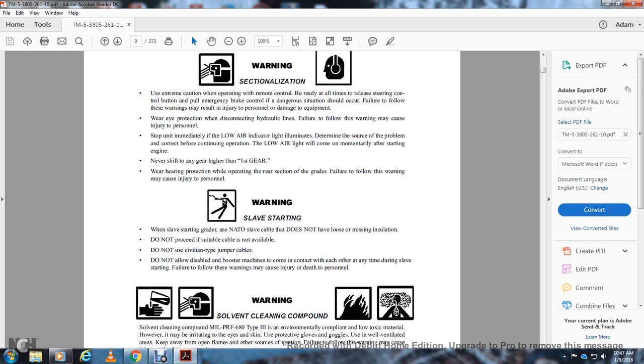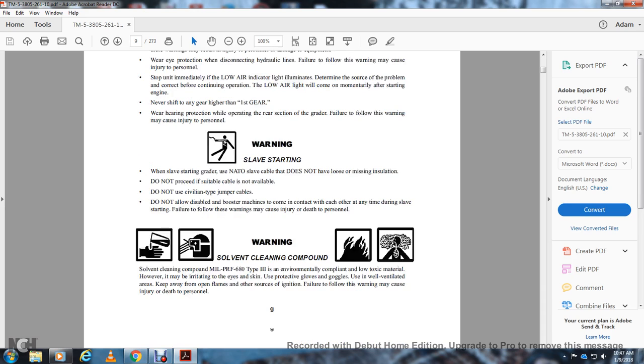Warning, slave starting. When slave starting, use a NATO slave cable that does not have loose or missing insulation. Do not proceed if a suitable cable is not available. Do not use civilian type jumper cables. Do not allow the disabled machine to contact the other machine at any time during slave starting. Failure to follow this warning may cause injury or death to personnel.